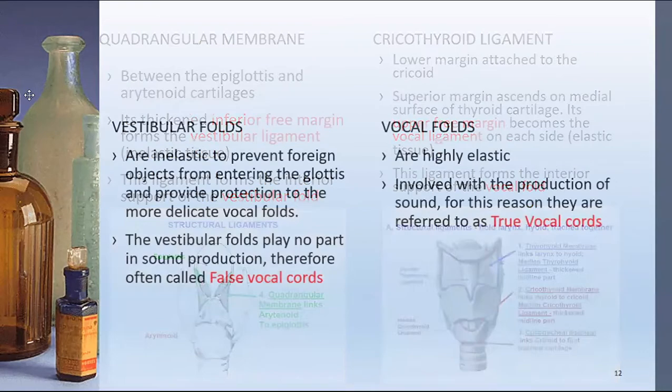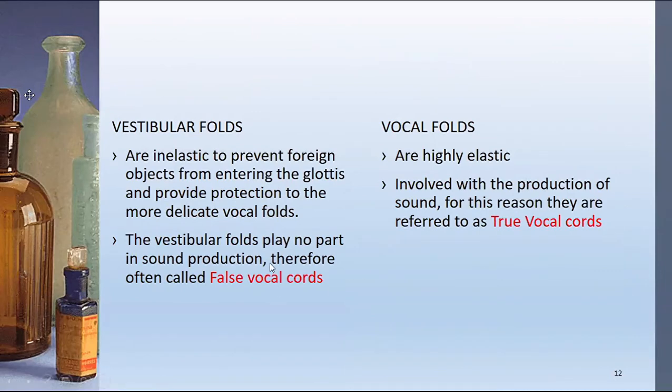Okay, next. Now we have the vestibular fold and the vocal folds. The vestibular fold is inelastic, a sturdy structure to prevent foreign objects from entering the glottis. It provides protection to the more delicate vocal folds. The vestibular folds, however, don't play any part in sound production. Therefore, they're often referred to as the false vocal folds. Vestibular, false. And the vocal folds are elastic and movable. These are the ones involved primarily with the production of sound. For this reason, they are referred to as the true vocal folds. False vocal cords, true vocal cords.